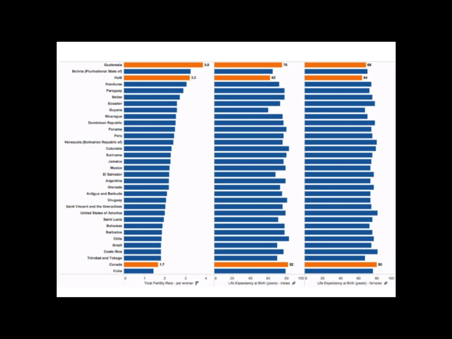So looking at the chart on the left, the fertility rate, as that fertility rate changes, how does it affect the life expectancy for males and the life expectancy for females?